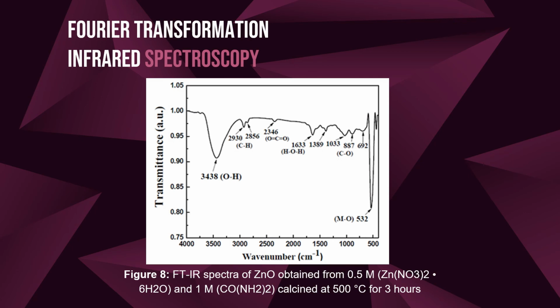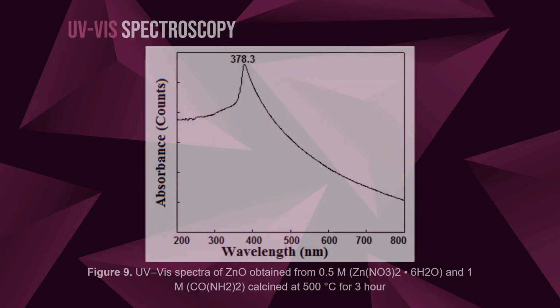During the precipitation phase, infrared spectroscopy was used to detect the presence of functional groups absorbed on the surface of the synthesized nanoparticles. Figure 8 shows the FTIR spectrum of zinc oxide powder obtained by calcining at 500 degrees Celsius for 3 hours, with 0.5 molar zinc nitrate and 1 molar urea. The absorption peak was observed in the range of 3,200 to 3,600 wave numbers, as shown in Figure 8.